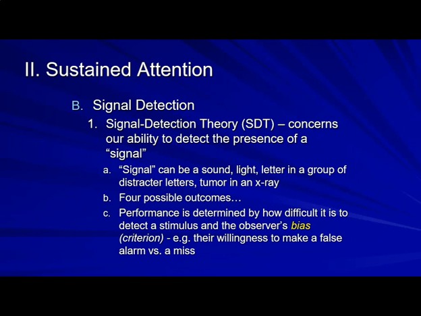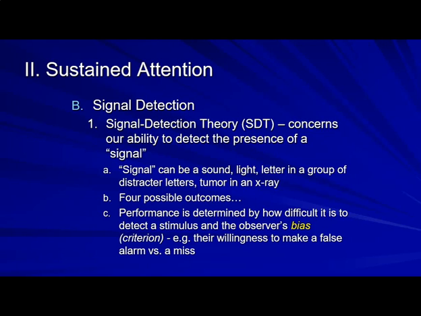It also tells us, mathematically, some important information. One of the things that's important in an experimental context is that oftentimes we're interested in how much someone is guessing. So one of the things we can do here is correct for guessing. We can also determine if someone's performance is determined by how difficult it is to detect a stimulus and their own personal bias, which is, again, where we get into this question of guessing when we talk about their bias.